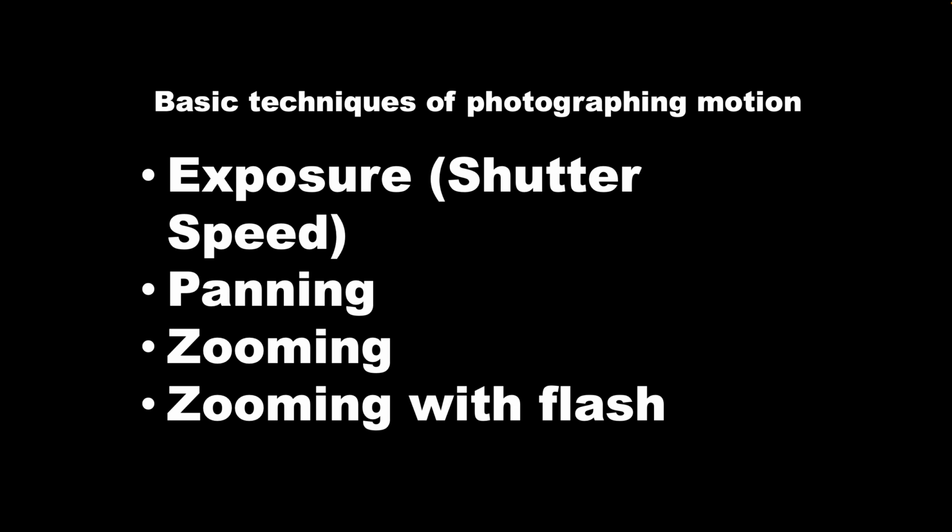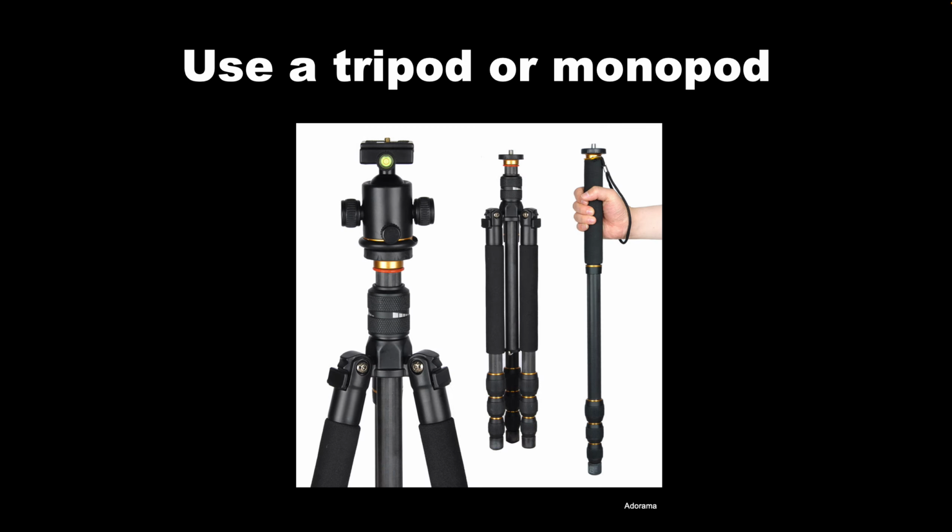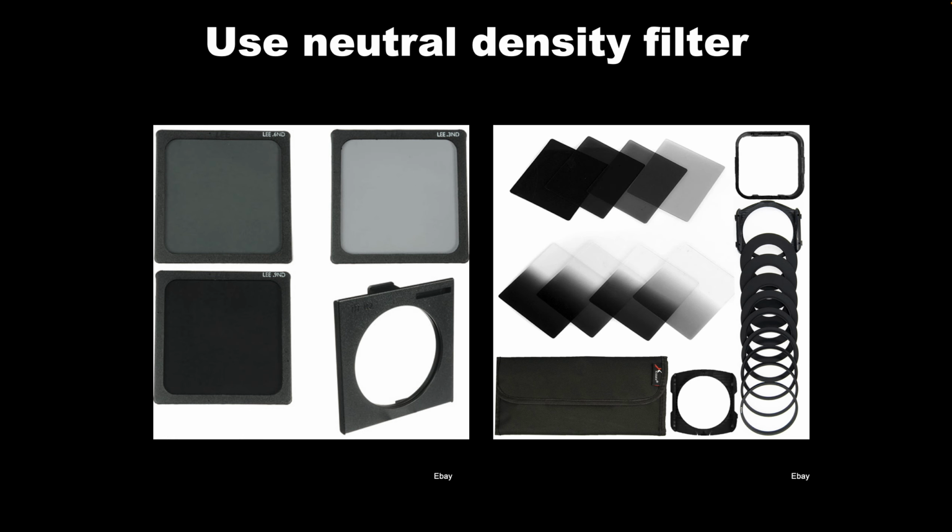And the basic techniques for photographing motion, you have your exposure, which is your shutter speed. You can also do panning, zooming, and zooming with flash. Useful tips: use a tripod or a monopod. It'll help quite a bit, especially when you have a slow shutter speed at lower than 1/60.